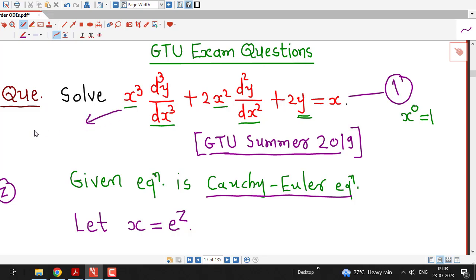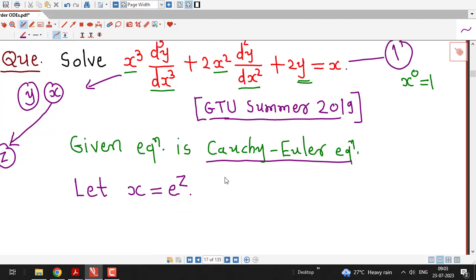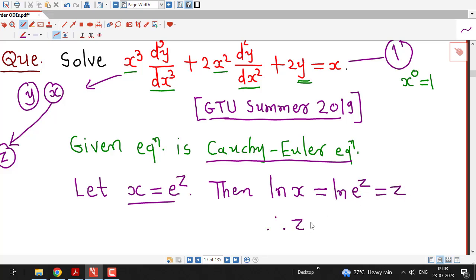In given equation we have two variables y and x. Y is dependent variable, x is independent variable, and we are changing the independent variable x to new independent variable z by this substitution or this transformation. And if I take log on both sides of this equation, I will have log x equal to log of e raised to z, that is z. Therefore I have z equal to log x.